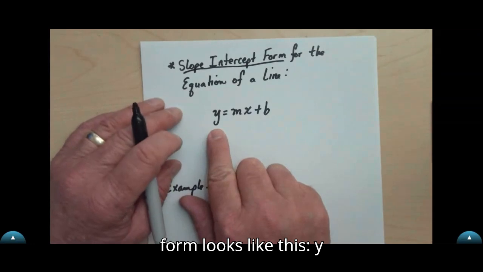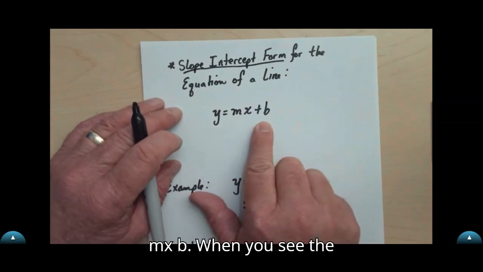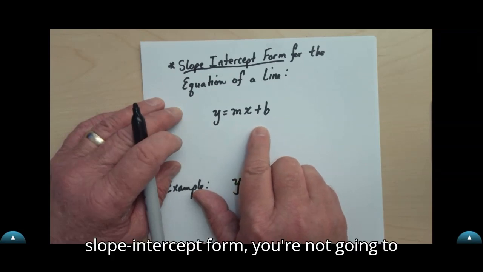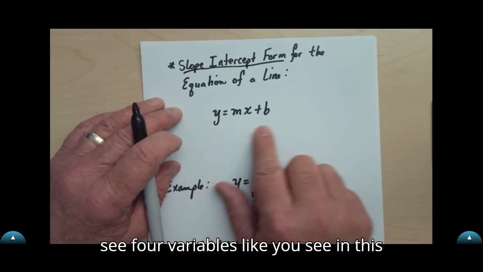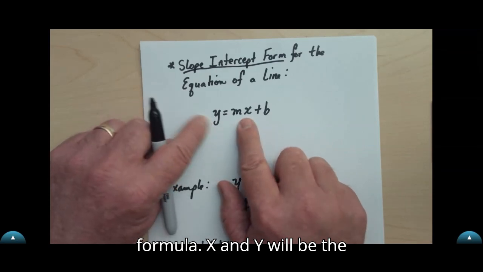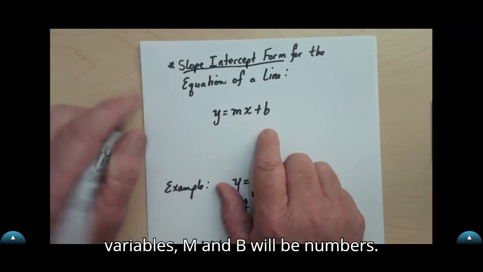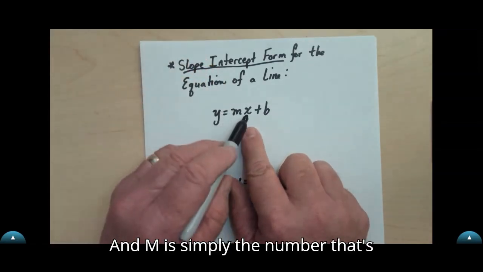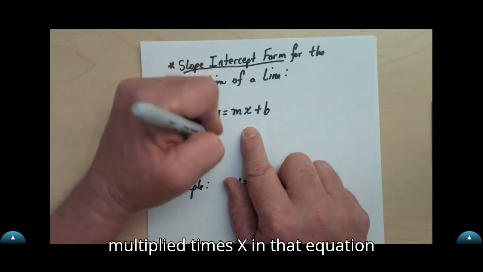Slope-intercept form looks like this: y equals mx plus b. When you see the equation of a line written in slope-intercept form, you're not going to see four variables like you see in this formula. X and y will be the variables. M and b will be numbers. And m is simply the number that's multiplied times x in that equation.